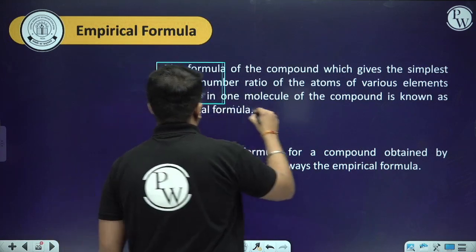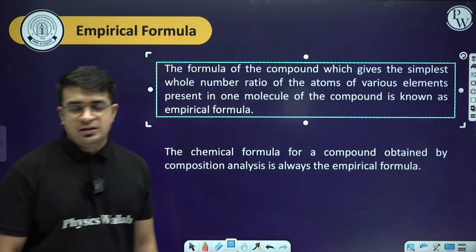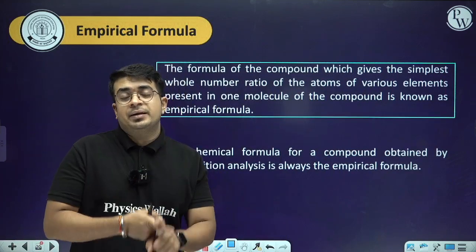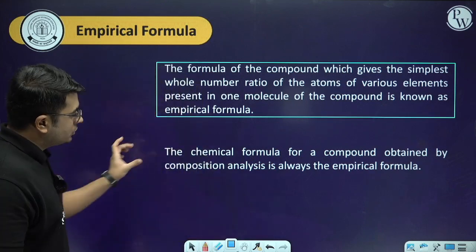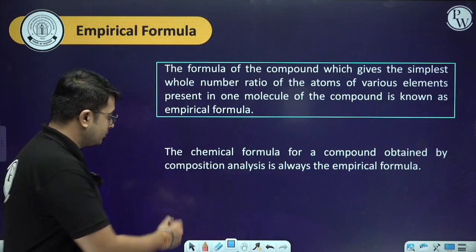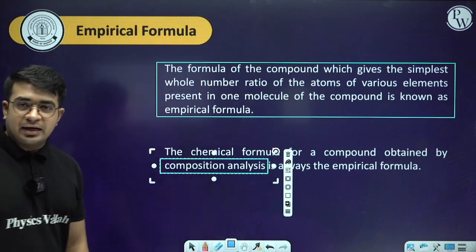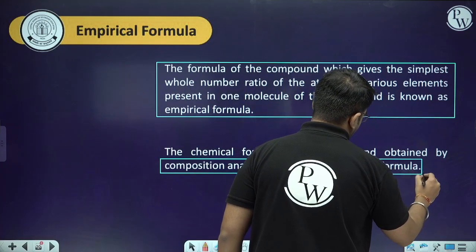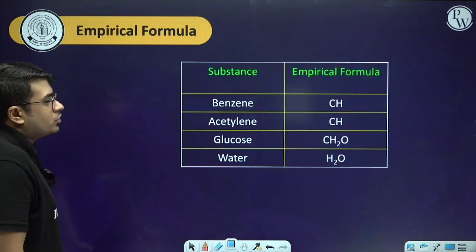Very interesting thing. So, basically empirical formula is not the actual formula of the compound, but it talks about the minimum simplest ratio between the atoms in one molecule. That's it. Okay. So, the chemical formula for a compound obtained by the composition analysis, that is the most important thing, because now we are going to start the composition analysis. And after that calculation, whatever formula comes is known as the empirical formula.